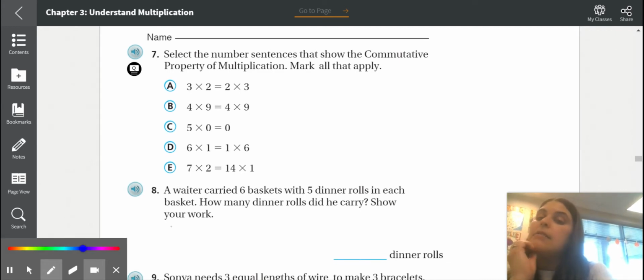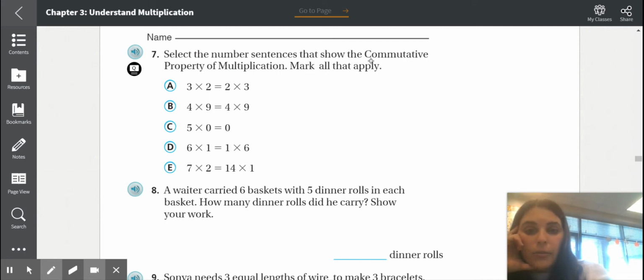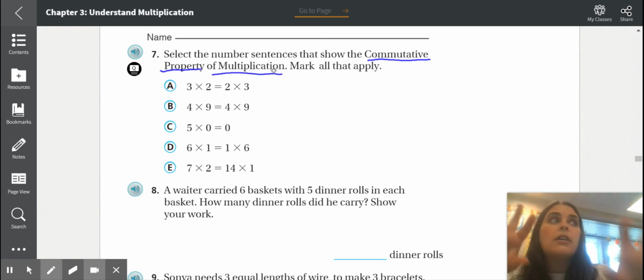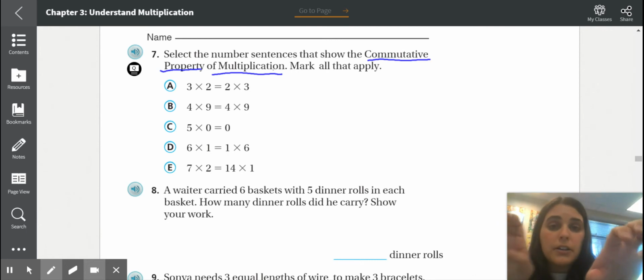Okay, number 7. Select the number sentences that show the commutative property of multiplication. So remember, the commutative property is when you can change the order of the factors and you get the same product. You get the same answer.